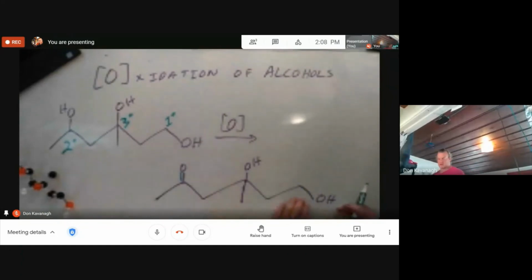This primary alcohol is going to form an aldehyde. A carbon-oxygen bond is going to be made. An oxygen-hydrogen and also a carbon-hydrogen bond is going to be broken. And here we have our aldehyde functional group, terminal carbonyl.